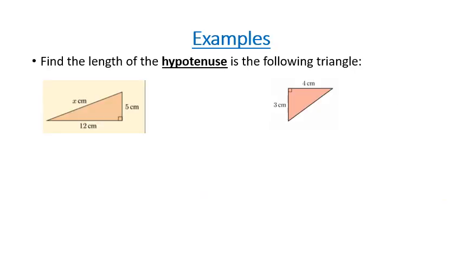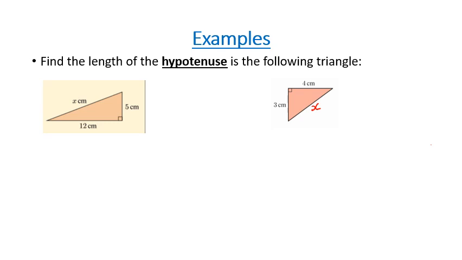So let's have a look at a few examples. In these examples, we've been asked to find the hypotenuse. If the hypotenuse is not labelled, I want you to put an X next to it. So in our first example, the hypotenuse is labelled with an X. In our second example, it's not, so I'm going to put an X in. It says find the length.